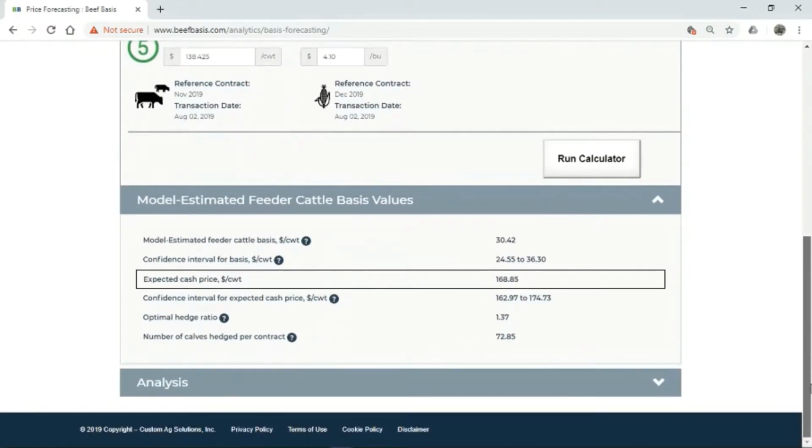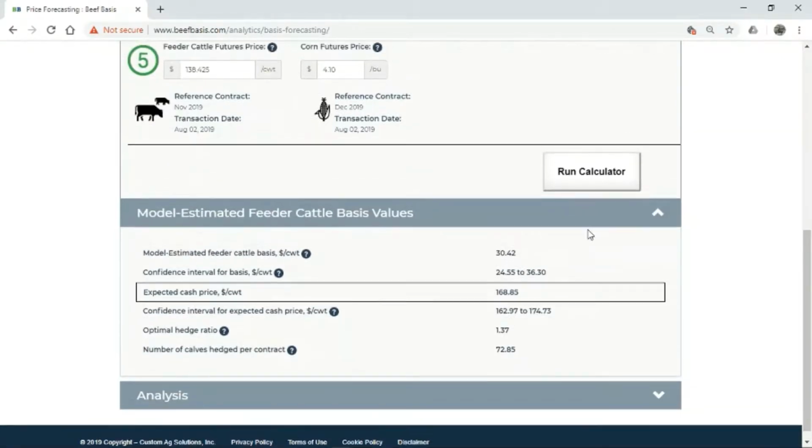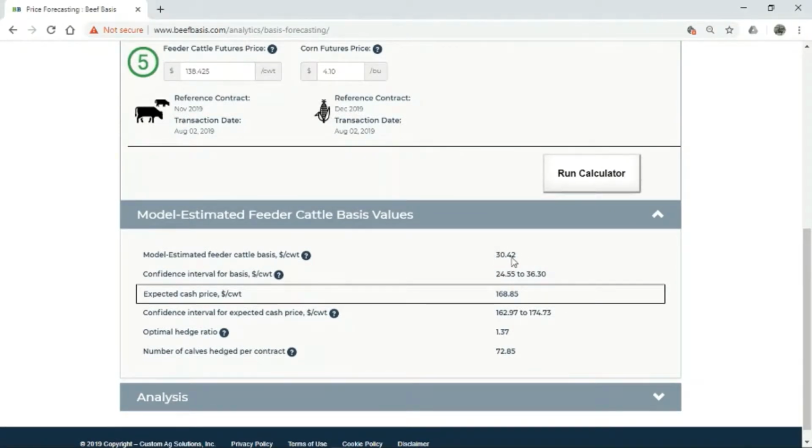We scroll down and we see the expected cash price for 500-pound steers in Torrington on November 6th is $1.68, or $168 a hundredweight, with a range of $162.97 to $174.73. The basis is $30. We take the futures plus basis to get our expected price.